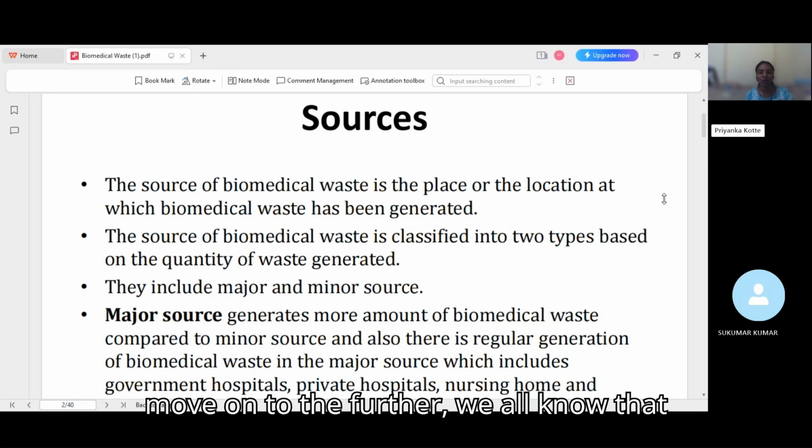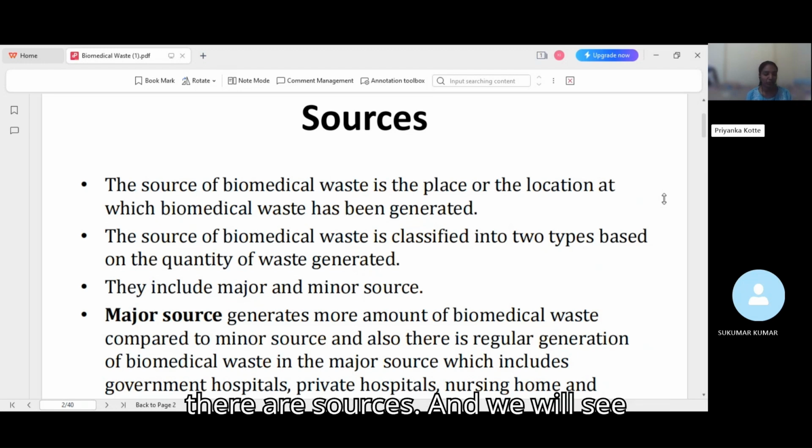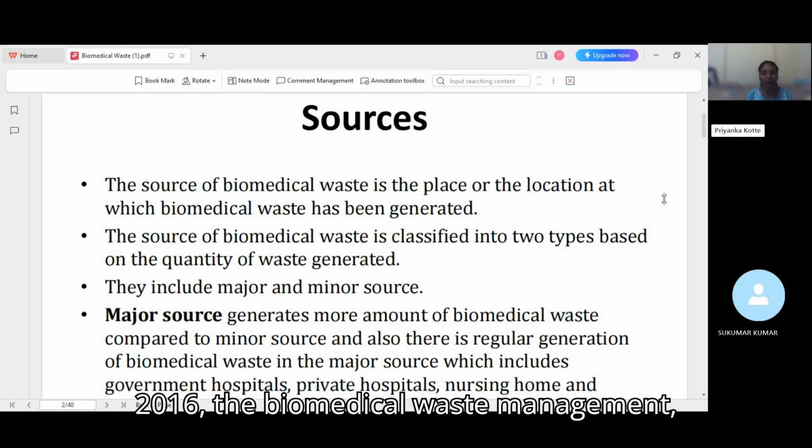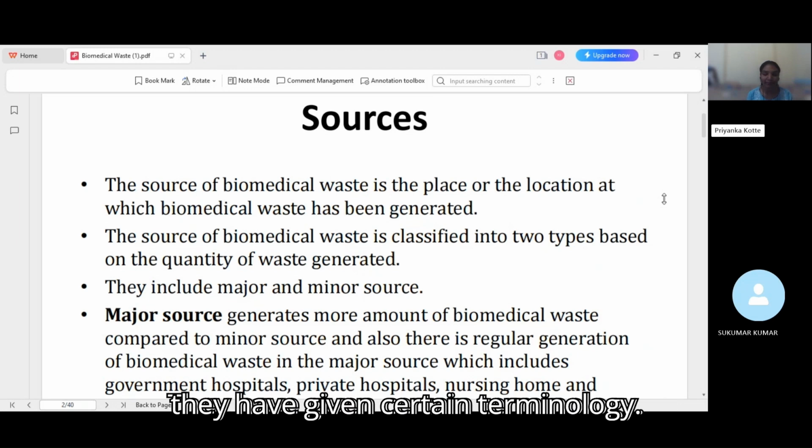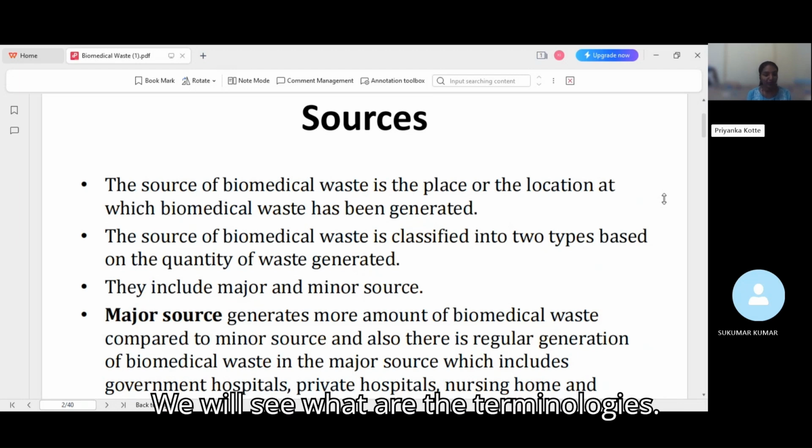Okay, so before we move on further, we all know that there are sources, and we will see certain terms and definitions which are given in your book on page number 15. It is according to the Biomedical Waste Management Rules, 2016. They have given certain terminology. We will see what the terminologies are.